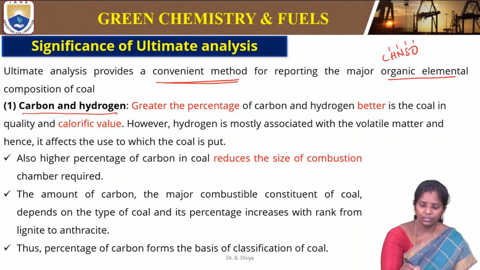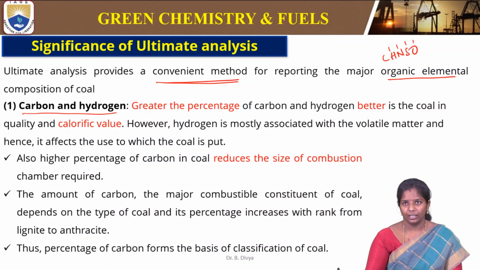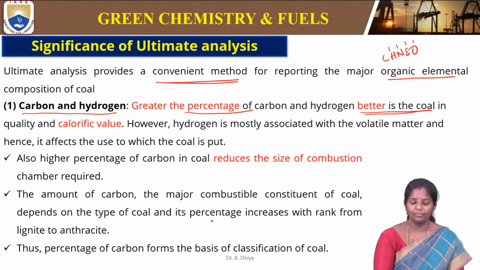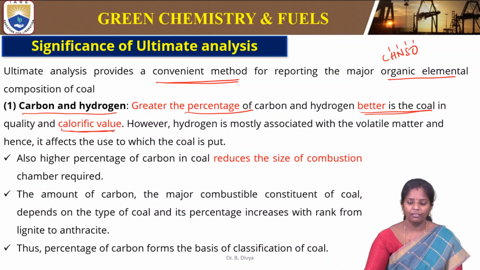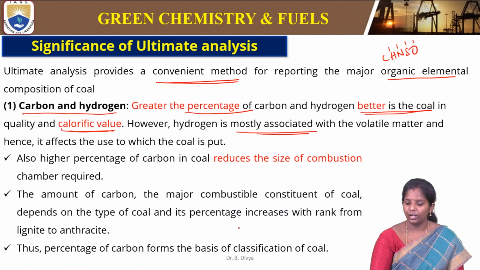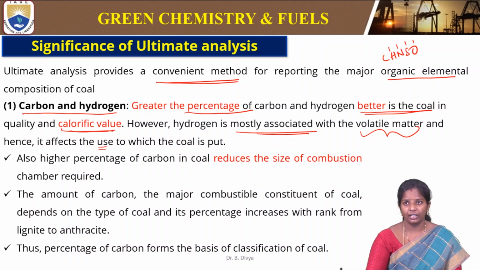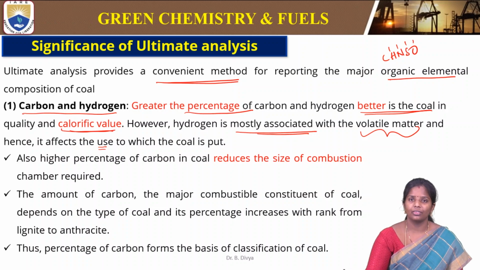So carbon, hydrogen, why do we have to do this? The greater the carbon content, the better the coal will be, with good calorific value. However, hydrogen is mostly associated with volatile matter. It is present in the form of volatile matter, and hence it affects the use of the coal. For example, if we are not removing the volatile matter before its application to any industry, the volatile matter will escape during its application. So there will be a change in the energy that we obtain during the applications.